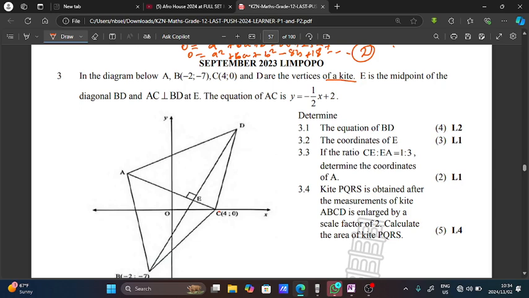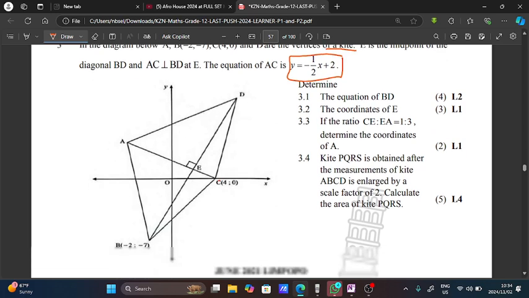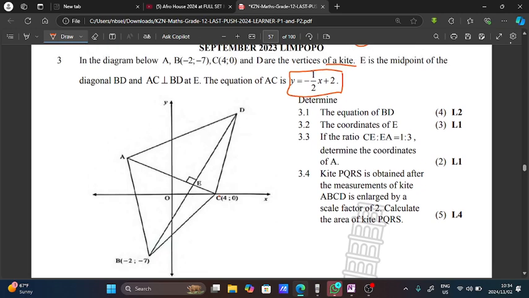Now they're saying the equation of AC is given. Now we have the equation of AC. Determine the equation of BD. What is BD? BD is here. We only have the coordinates of B. But they want the equation of what? BD. So how do we do that? We use the advantage that BD is perpendicular to AC, and we're given the equation of AC.